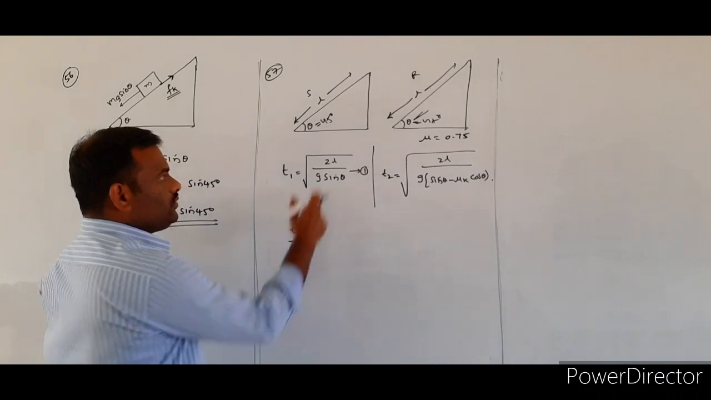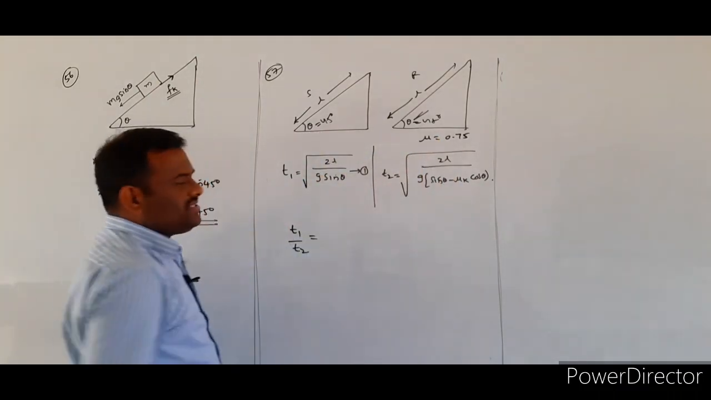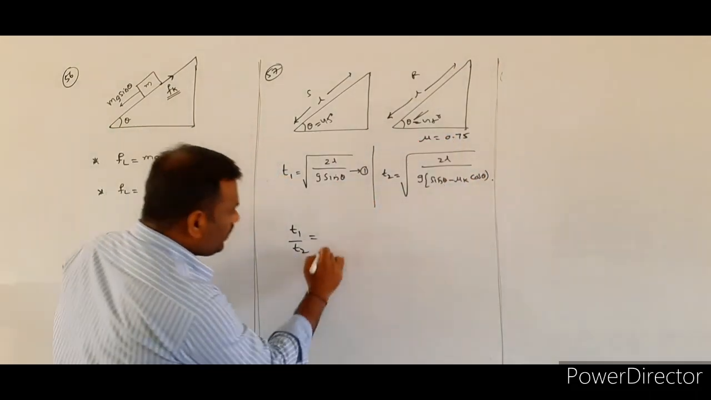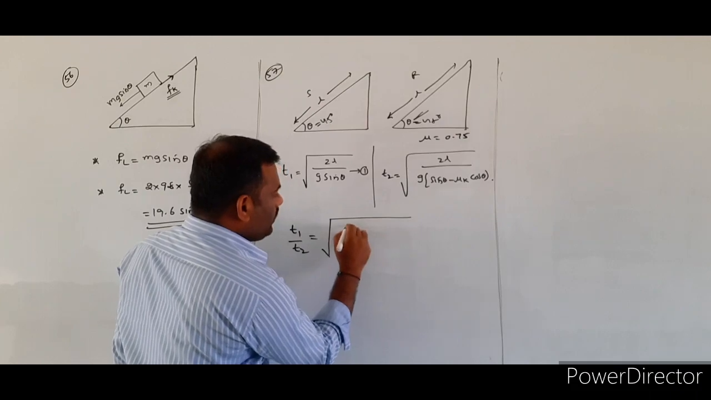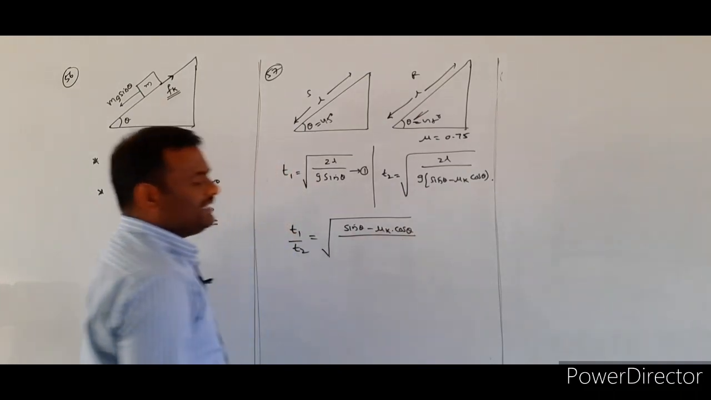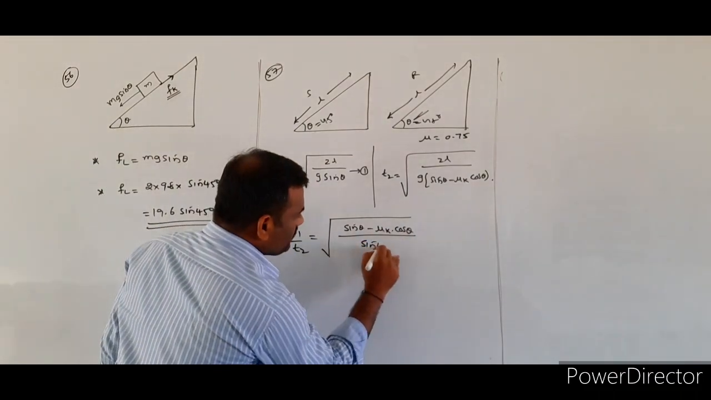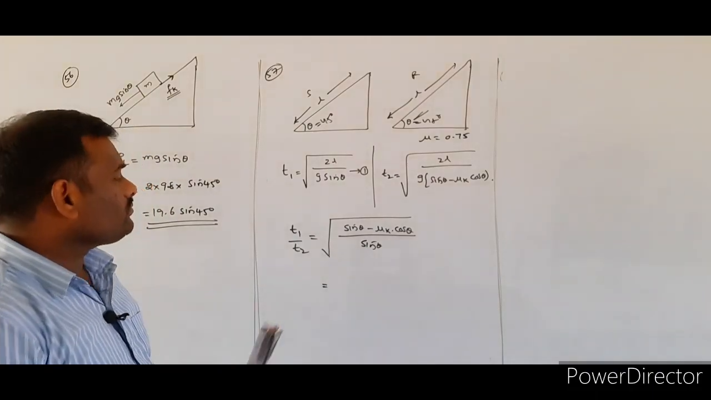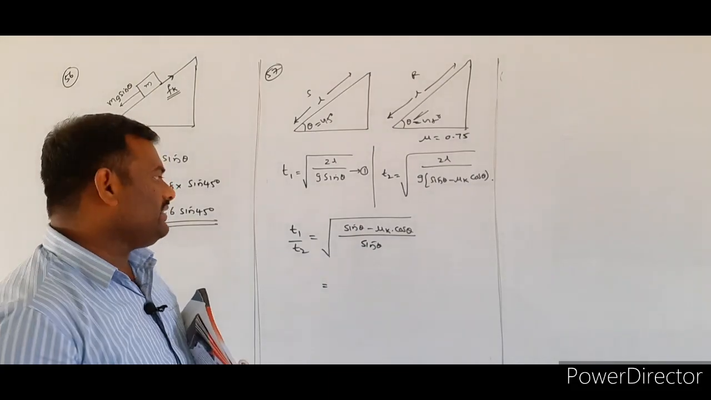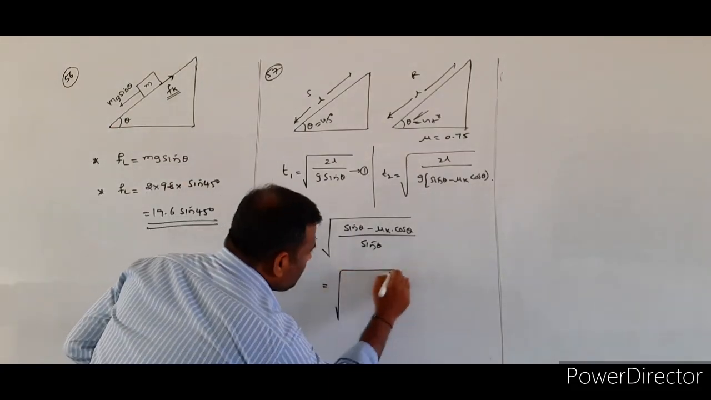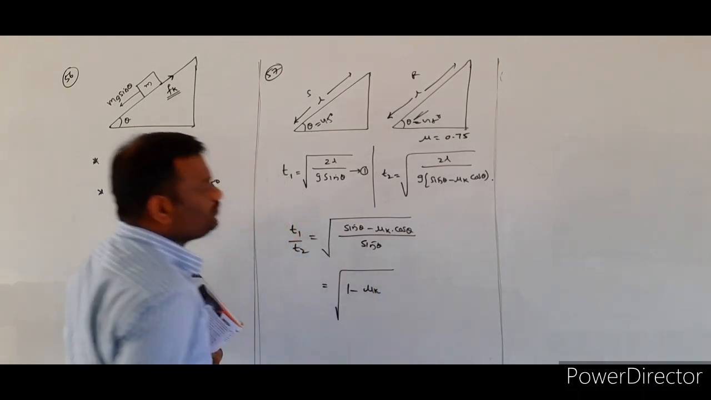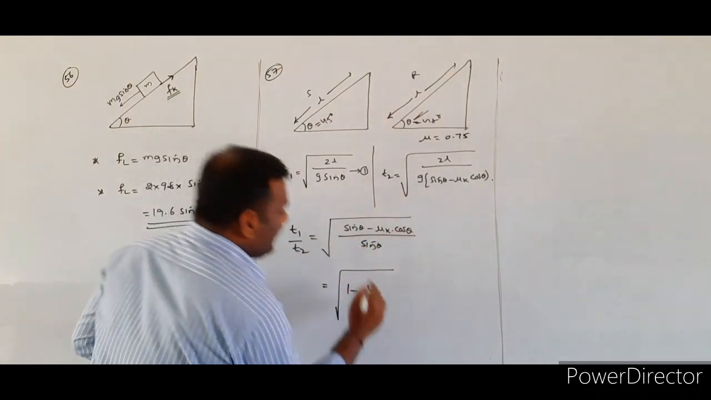T1 by T2: the 2L by G term remains the same, so this term goes to the numerator and that term to the denominator. So T1 by T2 is equal to sin theta minus mu k cos theta by sin theta. Here, if you substitute theta equal to 45, or with one more simplification, sin theta by sin theta gives 1 minus mu k into cos theta by sin theta, that is what?